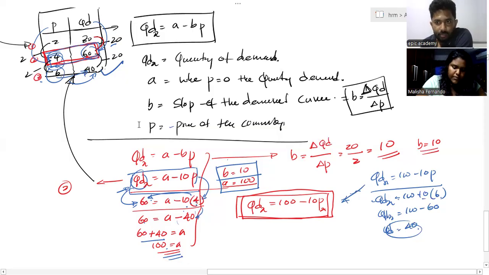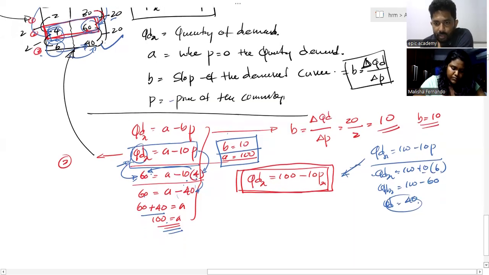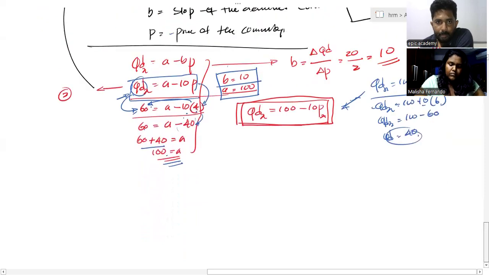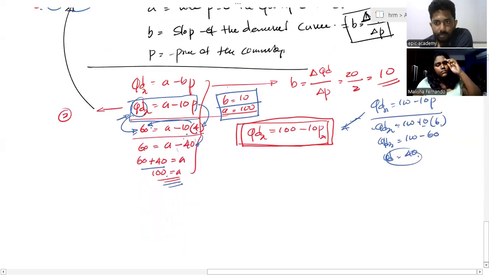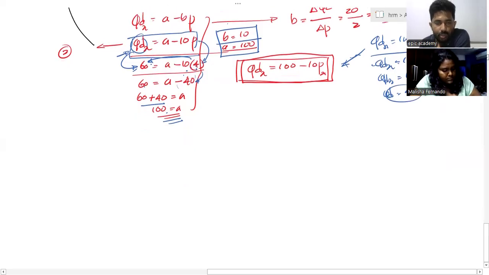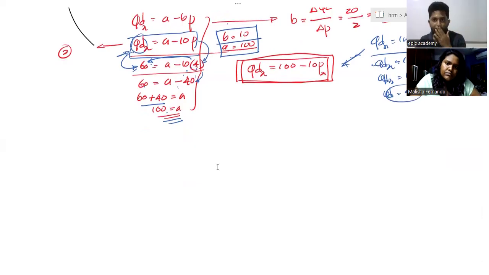Right. Now by using a schedule you can create the equation. Now you have to draw the demand curve by using the equation.